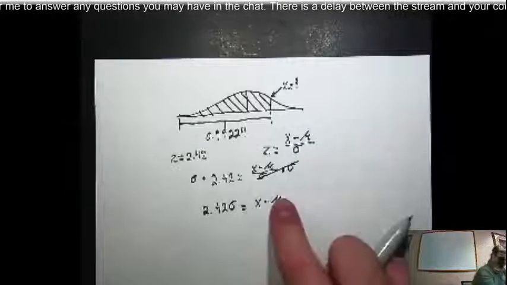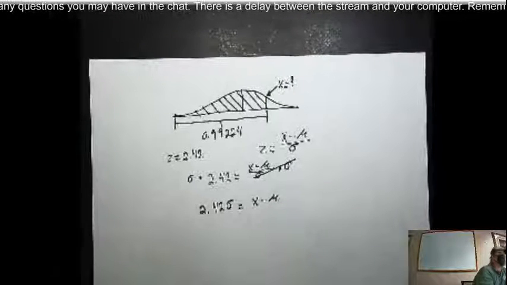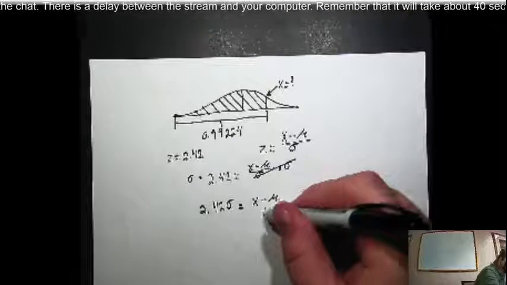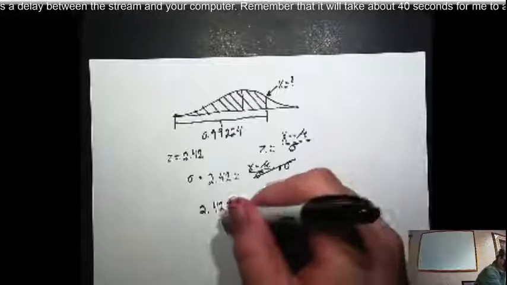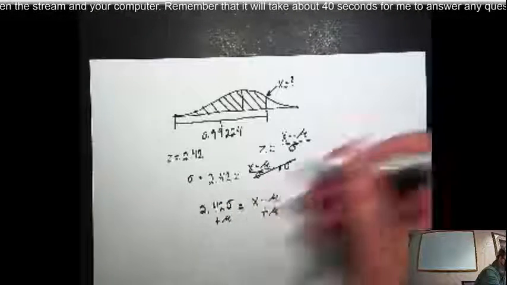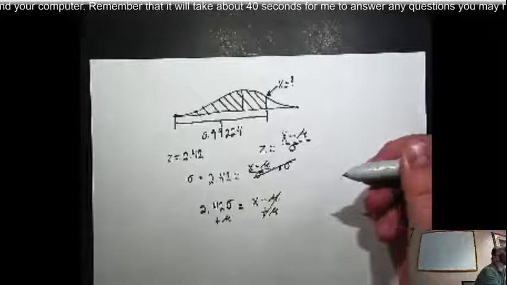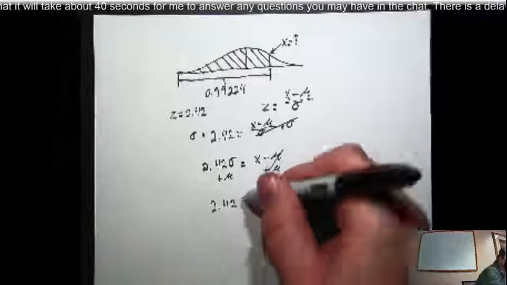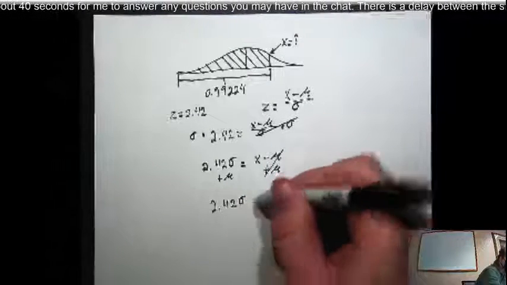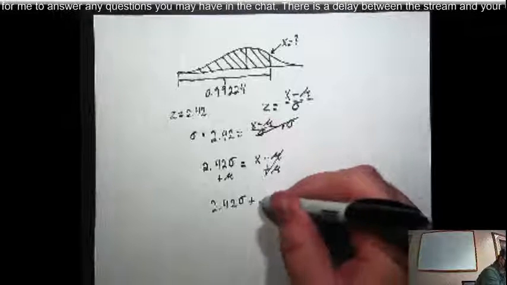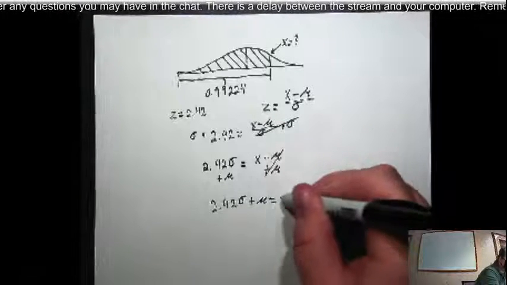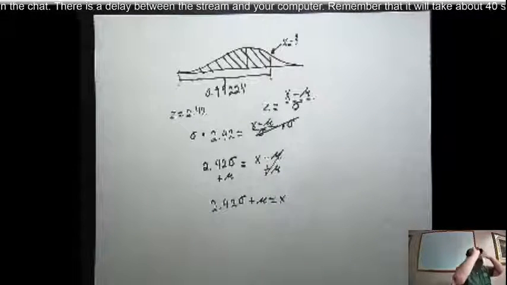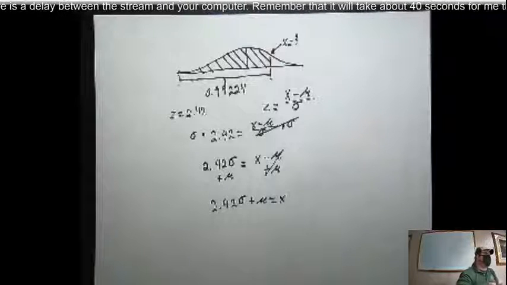Okay, now we want to get rid of this mu. So this is x minus mu right now. The opposite of minus mu would be plus mu. And again, do that to both sides. So that cancels. And on this side, we have 2.42 sigma plus mu equals x. And there's our equation. Once you get that x completely by itself, you're good to go. You've got your equation.